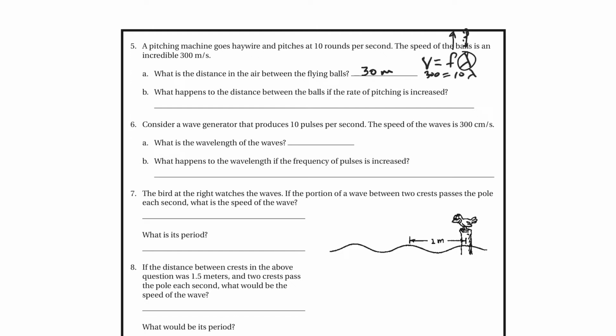So anything that's on the same side of the equal sign in an equation is inverse to each other, which means if you increase frequency in this case, lambda has to decrease because the other one stays the same. The 300 is constant. So if 10 goes up to 100, then 30 has to go down to 3. So they're inverse. The distance decreases as the frequency increases.